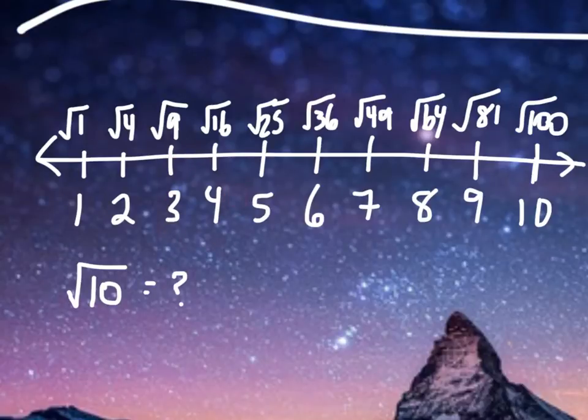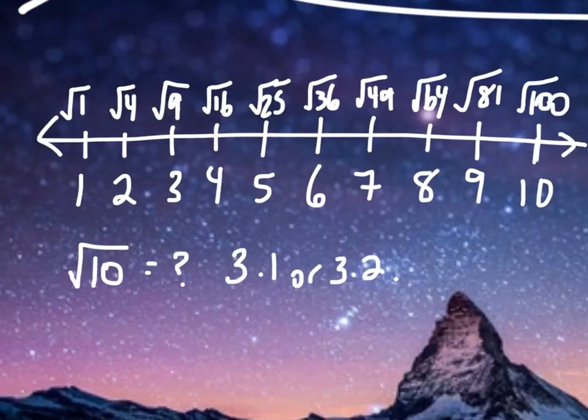Now, we can even make a better estimated guess based on the fact that 10 is a lot closer to 9 than it is to 16. So, a good guess would be that since it's just a little bit more than 3, I would say it's either 3.1 or 3.2. So let's take a look at another example.